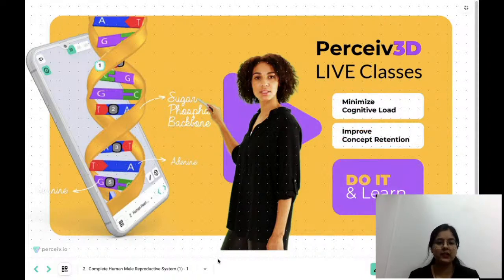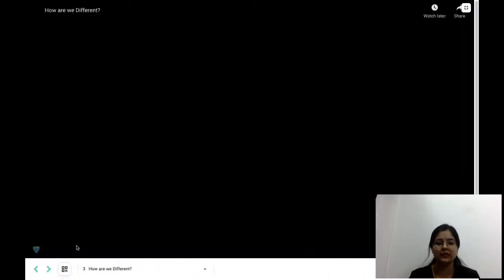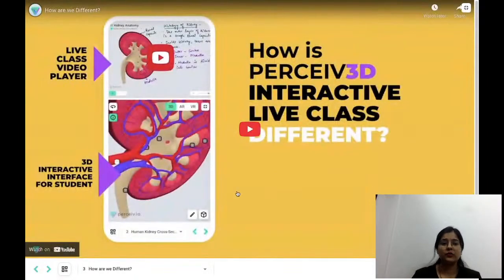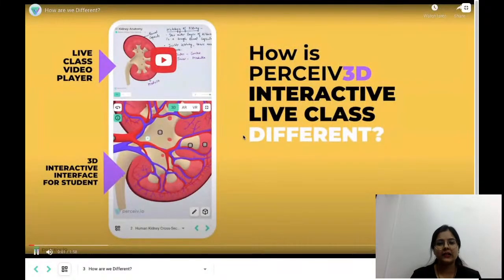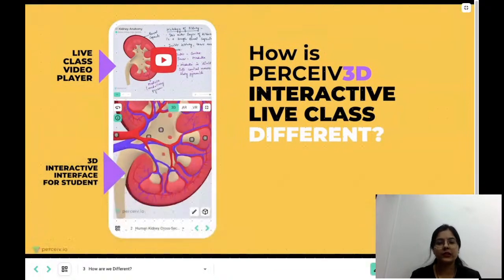So this is the motive of Perceiv learning through 3D models, 3D live classes. Now, as you can see, this Perceiv interactive live class is actually different. There are two ways through which it works out.